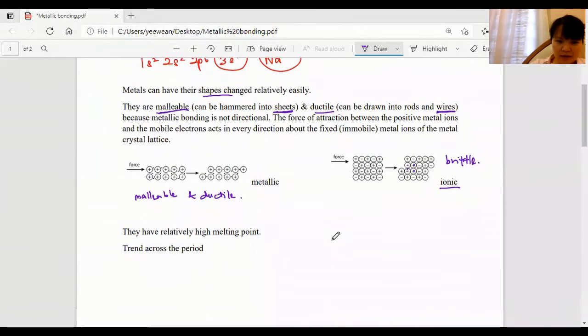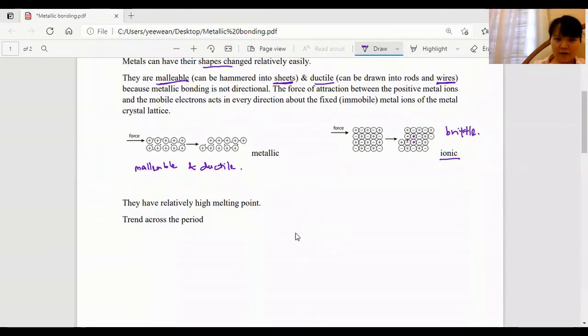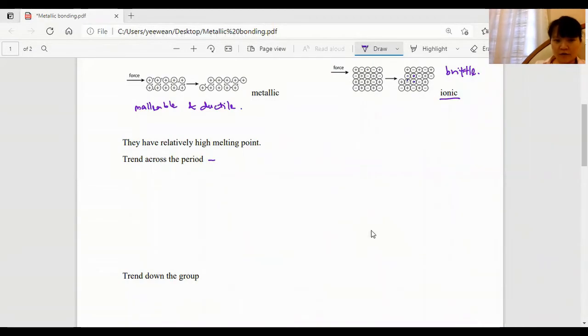They've got high melting or boiling points. The reason is because metallic bonds are very strong. Group 1 metals have lower melting points compared to group 2, and transition elements have higher melting points. The reason is because they've got stronger metallic bonds. If we compare the trend of the melting point across the period, we'll see that the melting point increases, because the metallic bond gets stronger across the period.